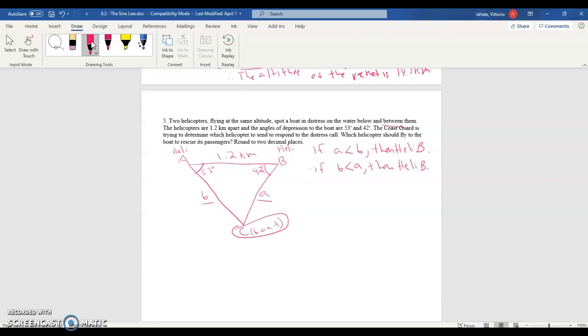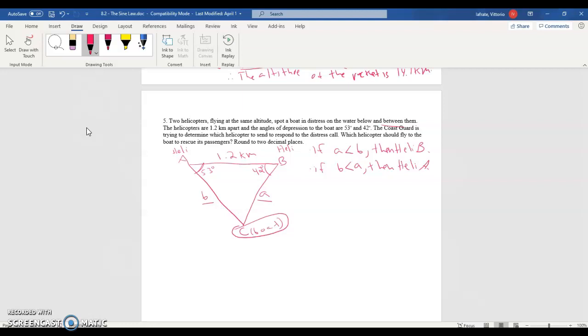Helicopter B should go because A is the distance between B and the boat. If B is smaller than A, helicopter A should go, because B is the distance between A and this boat. So if A is smaller than B in terms of length, helicopter B goes. If B is smaller than A in terms of length, helicopter A goes, right? That's why your triangle is important to draw.